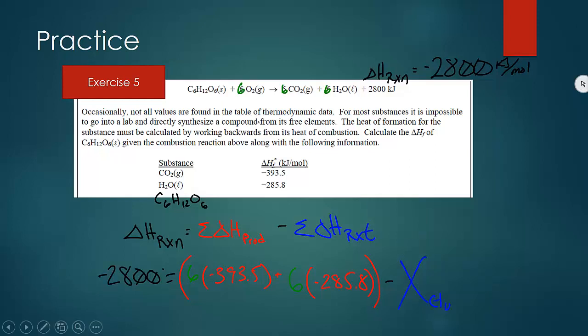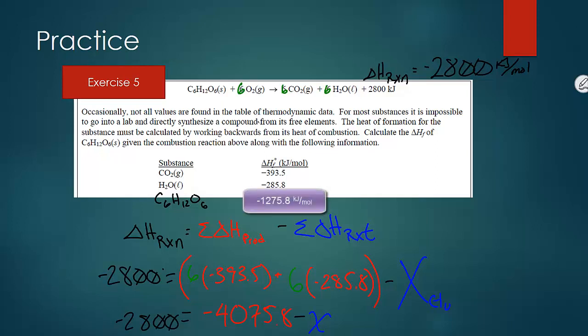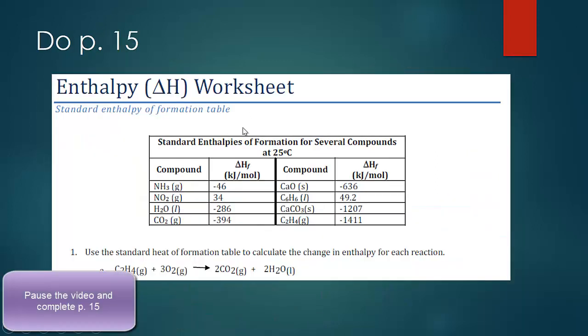So 6 times a negative 393.5 plus 6 times a negative 285.8 is a negative 4,000. Add 4,000 to both sides, and we get that the heat of formation for glucose is a negative 1,275.8 kilojoules for each mole. With that, you can practice this on page 15 of your packet.